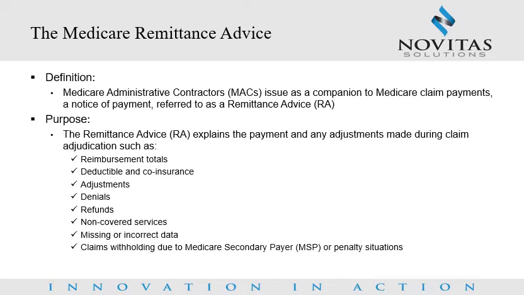The Remittance Advice, or RA, provides itemized claim processing information which includes, but is not limited to, reimbursement totals, deductible and coinsurance amounts, claim adjustments and denials, refund notifications, explanation of non-covered services, alerts for missing or incorrect data, or identification of claims withholding due to Medicare Secondary Payer, or MSP, or penalty situations. In this module, which is the first installment of a two-part series, we will discuss the basics and informational coding found on the Remittance Advice.